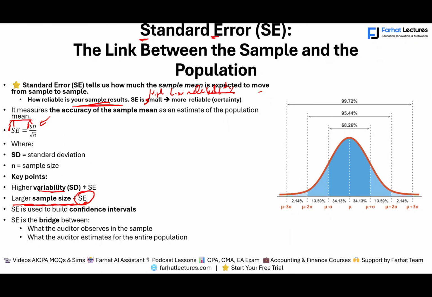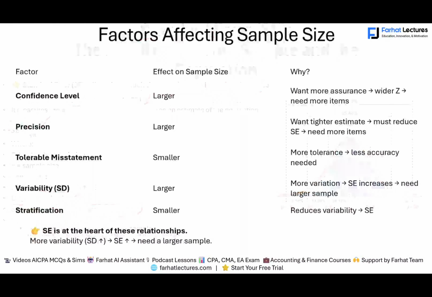Now, let's look at this confidence interval, because the SE is used to build what we call the confidence interval. Let's see how the confidence interval works. Now, let's summarize everything that we know just to make sure we understand the full picture. Let's look at how these factors, confidence level, precision, tolerable misstatement, variability, and stratification, affect the sample size.